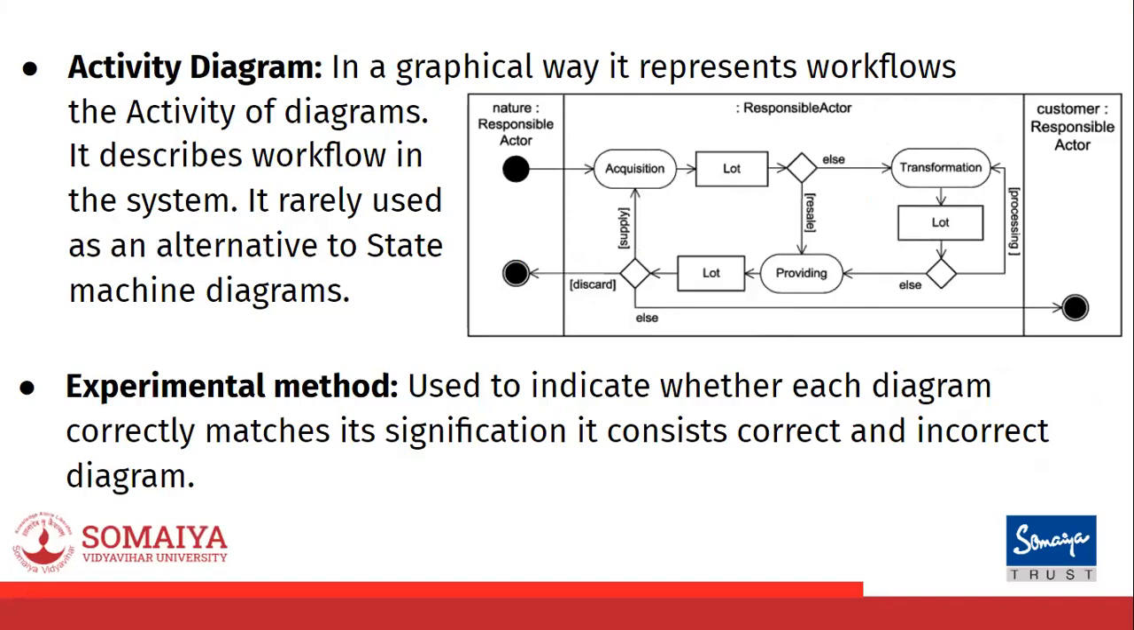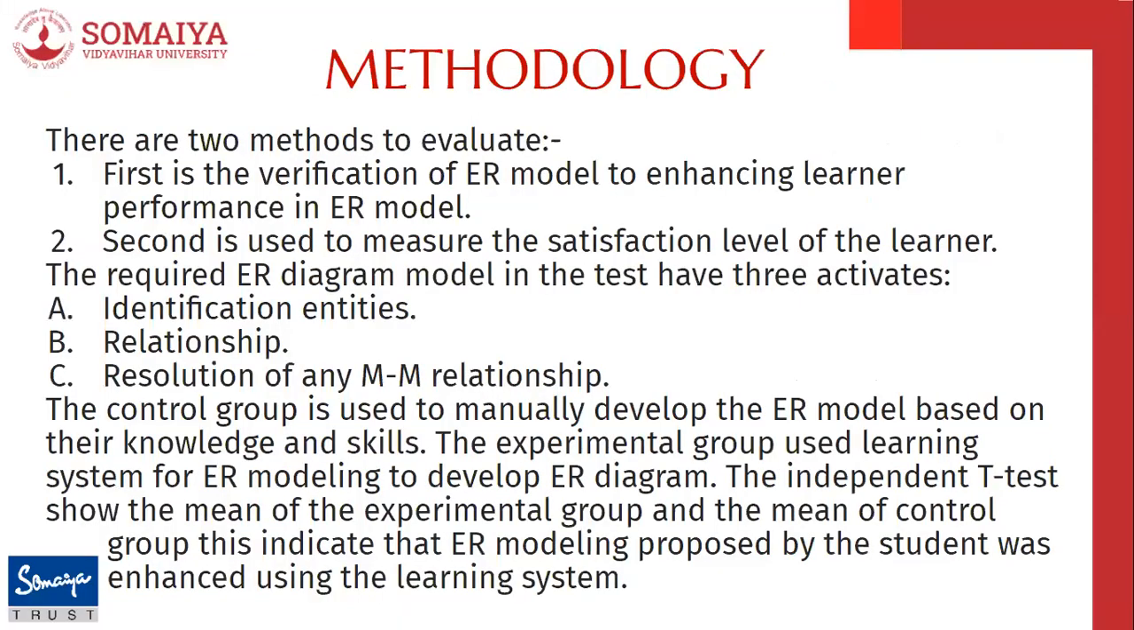Activity diagram. In a graphical way, it represents workflow, the activity of diagrams. It describes workflow in the system. It is rarely used as an alternative to state machine diagrams. Experimental method. Used to indicate whether each diagram correctly matches its signification. It consists of correct or incorrect diagrams.